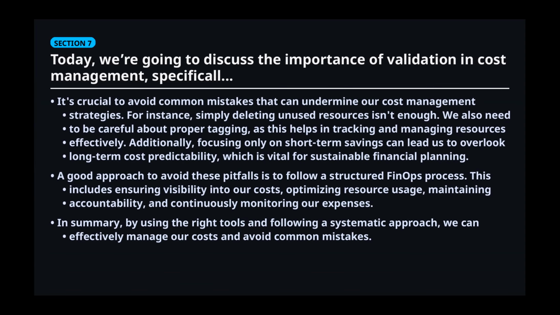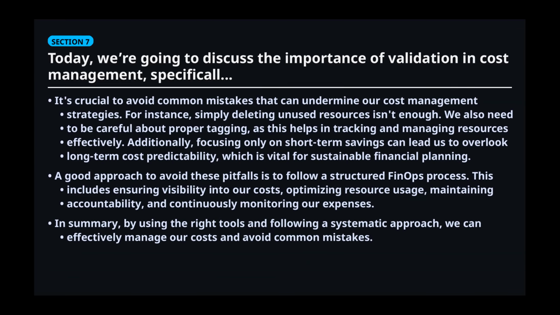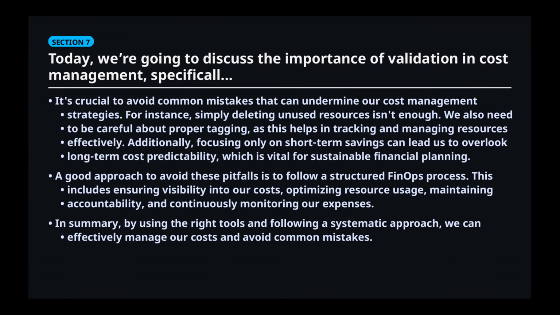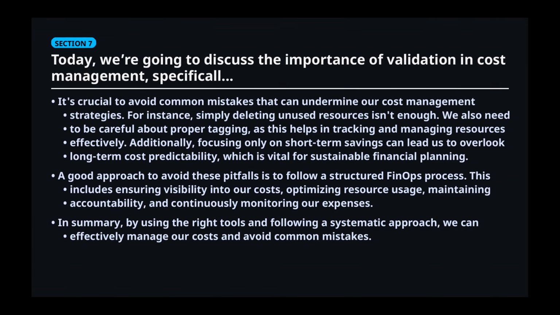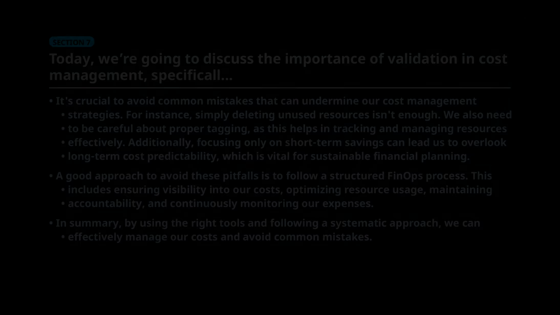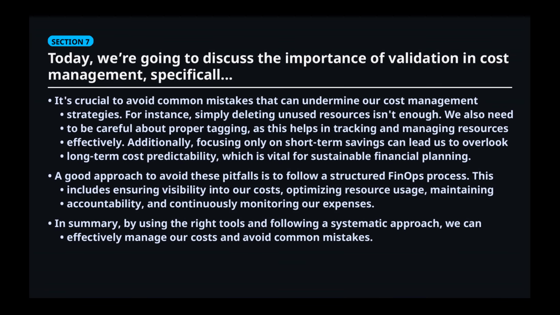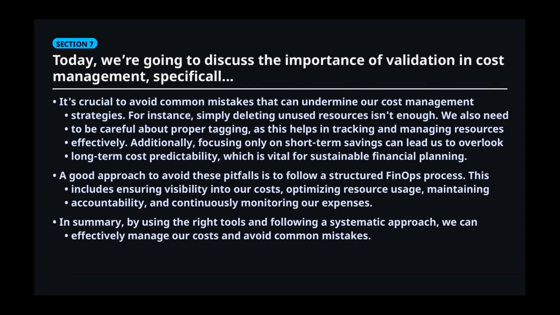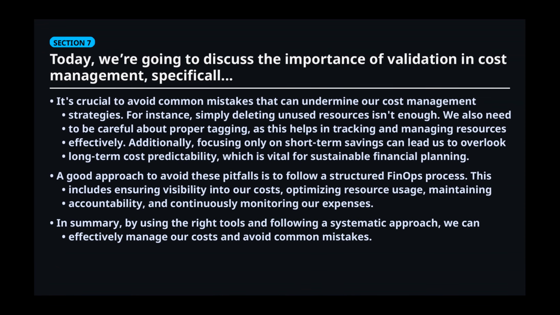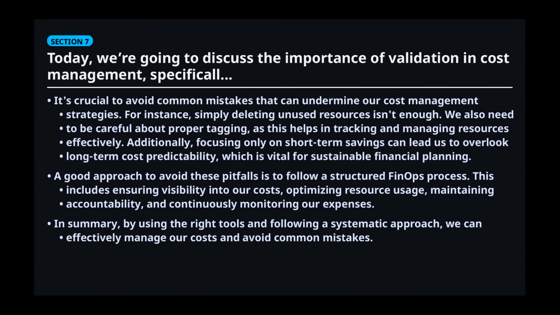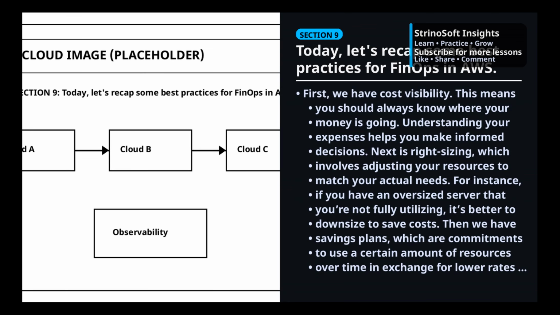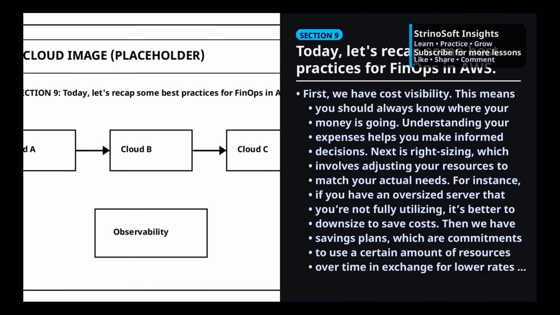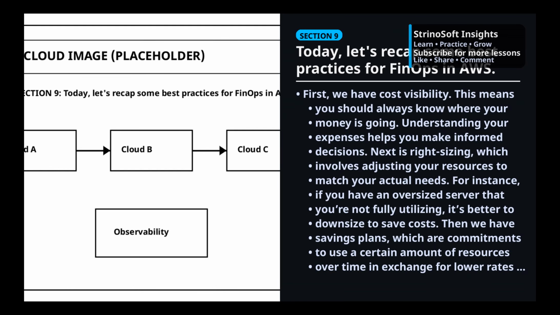This includes ensuring visibility into our costs, optimizing resource usage, maintaining accountability, and continuously monitoring our expenses. In summary, by using the right tools and following a systematic approach, we can effectively manage our costs and avoid common mistakes. First, we have cost visibility. This means you should always know where your money is going. Understanding your expenses helps you make informed decisions.